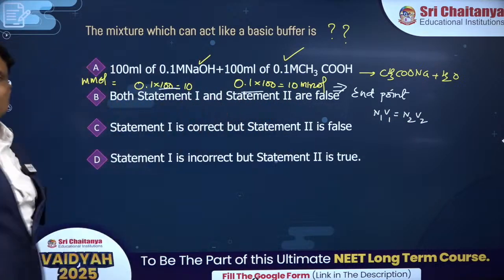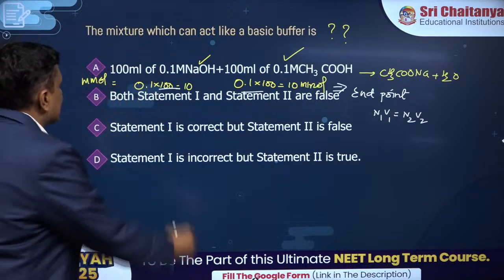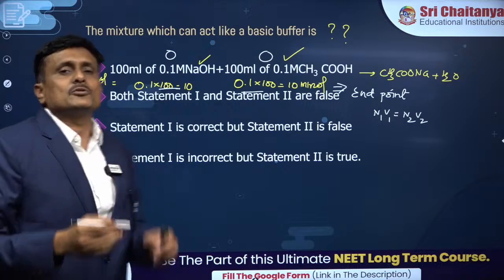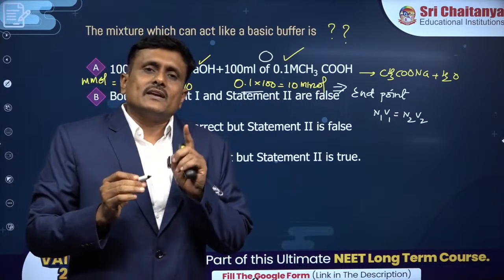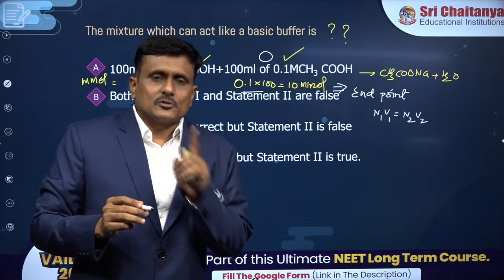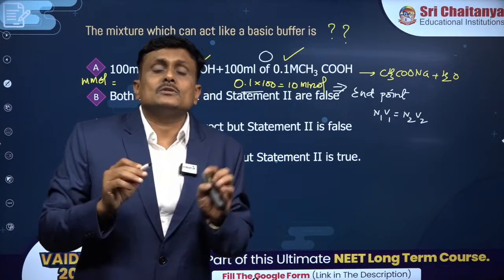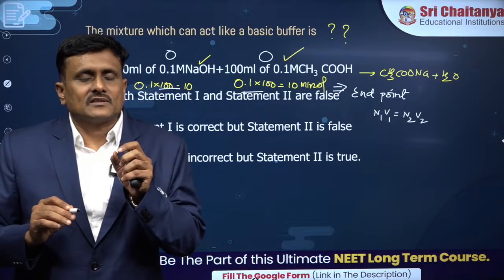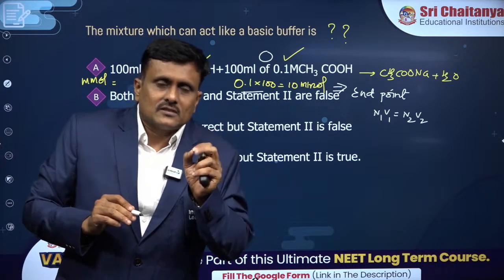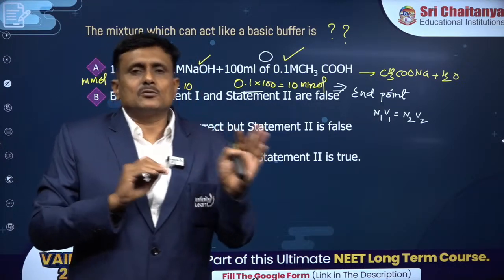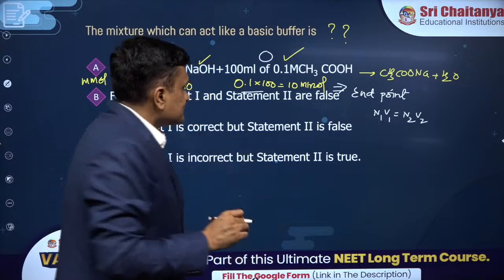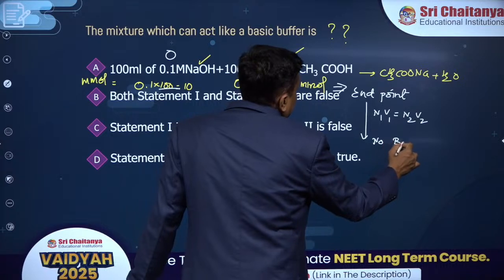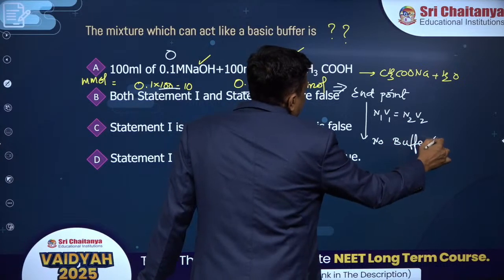You can see these two values are the same. The values are the same means neither NaOH is left out nor acetic acid is left out. That means your solution does not have any weak acid. You know that a buffer is formed when weak acid is present along with its salt with a strong base. So if there is no weak acid, no buffer. So remember, at the end point of a titration, you cannot anticipate the formation of any buffer.